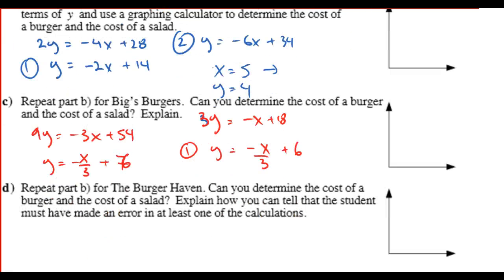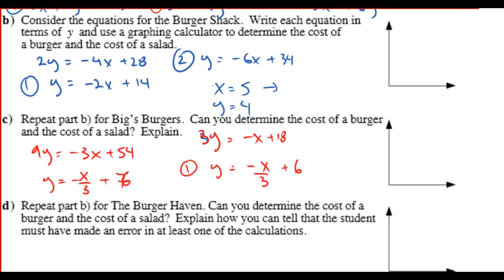So one of the issues, well, look what happens now. It says here, can you determine the cost of a burger and the cost of a salad? Well, these two equations are the exact same equation. If you graph these, they have the same. I can do this one manually. 1, 2, 3, 4, 5, 6. There's the y-intercept for both of them, and the slope is negative 1 over 3. So down 1 over 3.